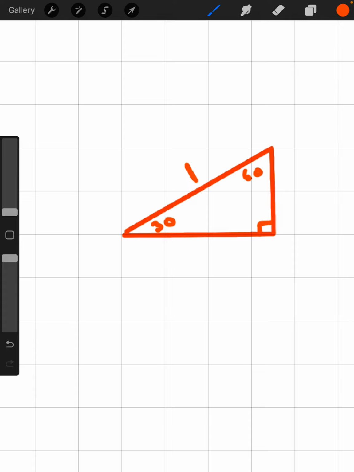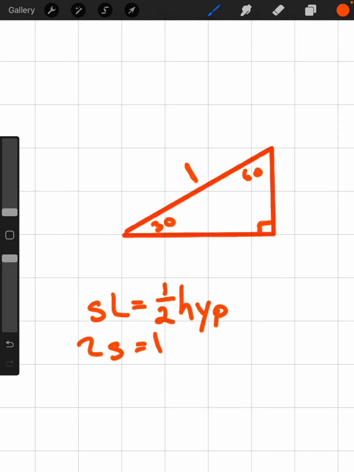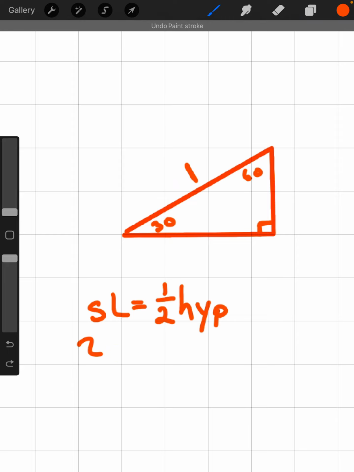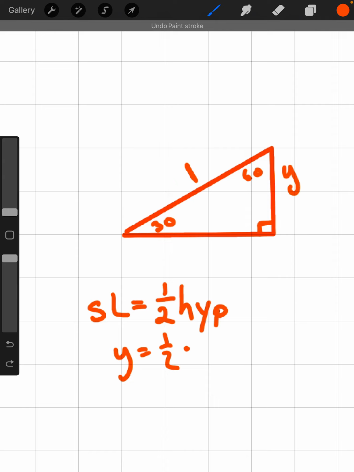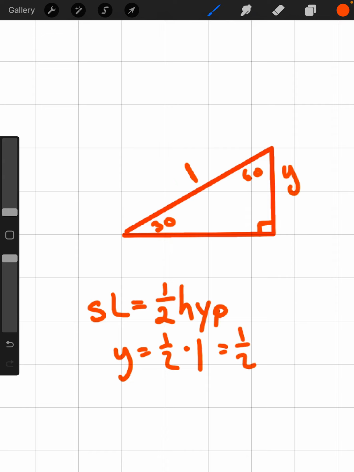So now the rules for a 30, 60, 90 triangle. In a 30, 60, 90 triangle, we know that the short leg is equal to 1/2 of the hypotenuse, or a lot of times it's said that 2 times the short leg is equal to the hypotenuse. So the short leg is 1/2 of the hypotenuse. In this case, I'm going to label my short leg y because this vertical distance will be my y coordinate. And so y is equal to 1/2 times the hypotenuse, which is 1. So 1/2 times 1 gives us 1/2. So my y value over here, my height, is 1/2.